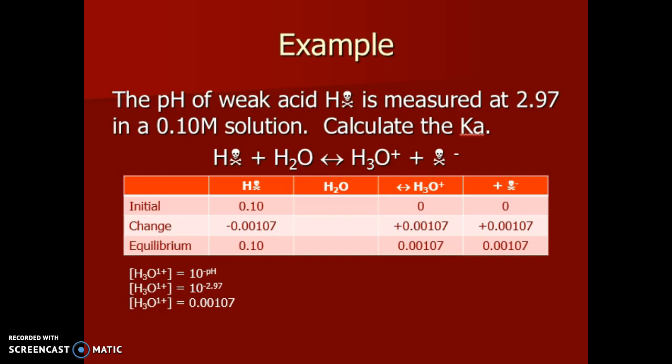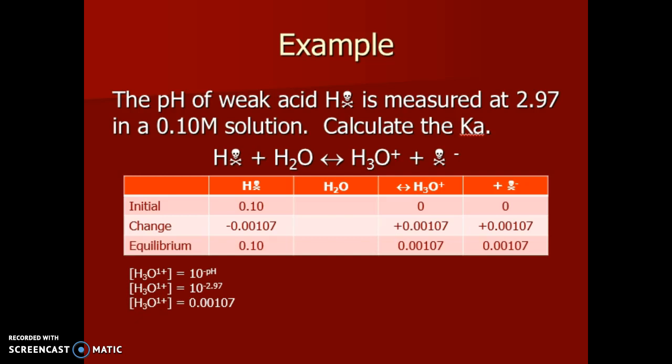So then, according to stoichiometry, I would also have to have gained that much of my anion and lost that much of my HA, my acid. Now, notice with significant figures that there's essentially no change to the initial concentration of my acid, and that's actually a very important thing to note.